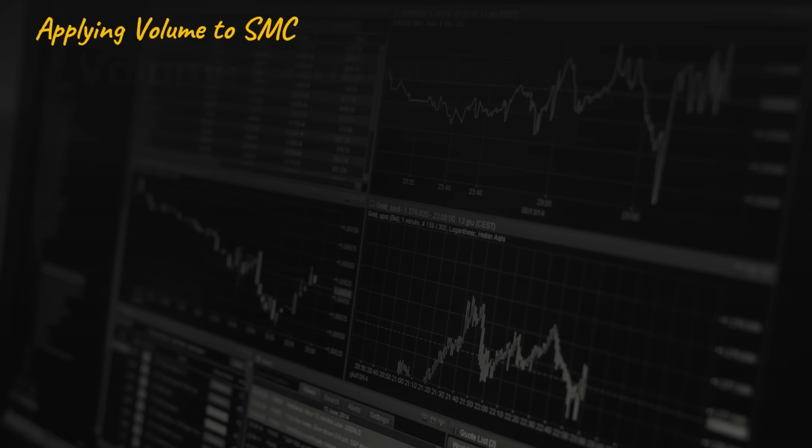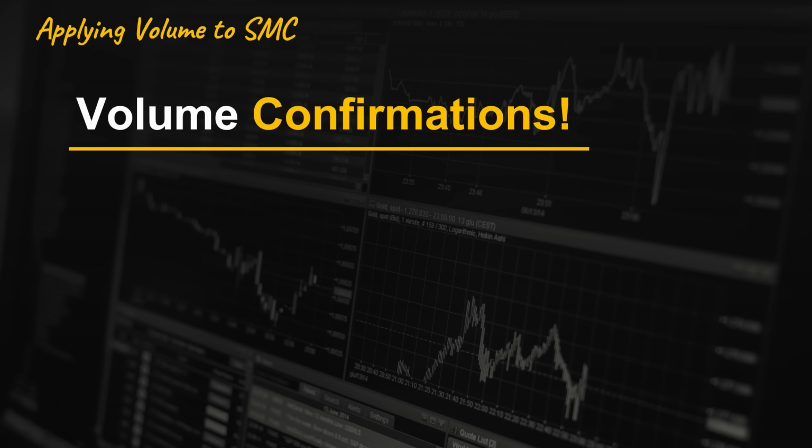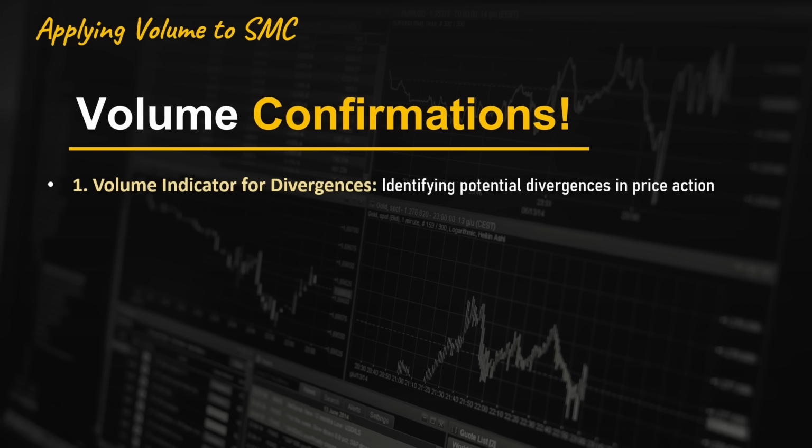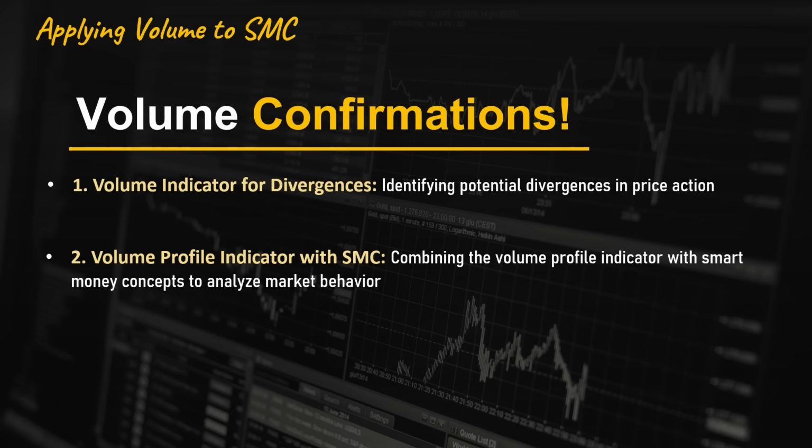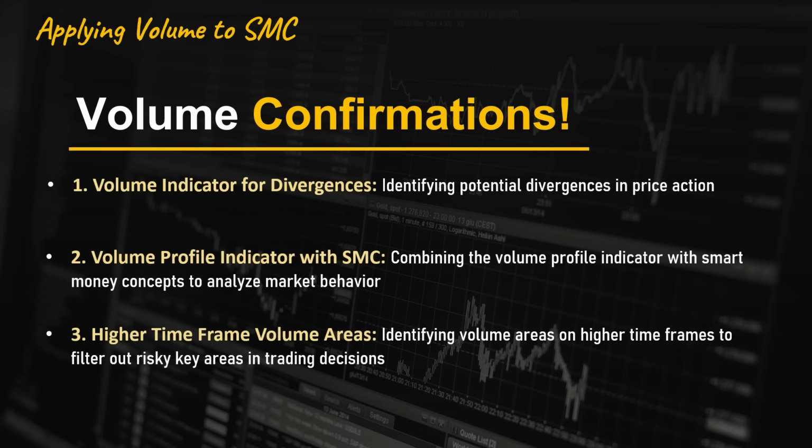When it comes to volume, there are three main types that we can use in our trading plan as additional confirmation for executing entries. The first one is the volume indicator for divergences. This method involves using the volume indicator to identify potential divergences in price action. The second one is the volume profile indicator with smart money concepts. This method combines the volume profile indicator with smart money concepts to analyze market behavior. The third method is identifying higher time frame volume areas, which focuses on identifying volume areas in higher time frames to filter out risky key areas in trading decisions.